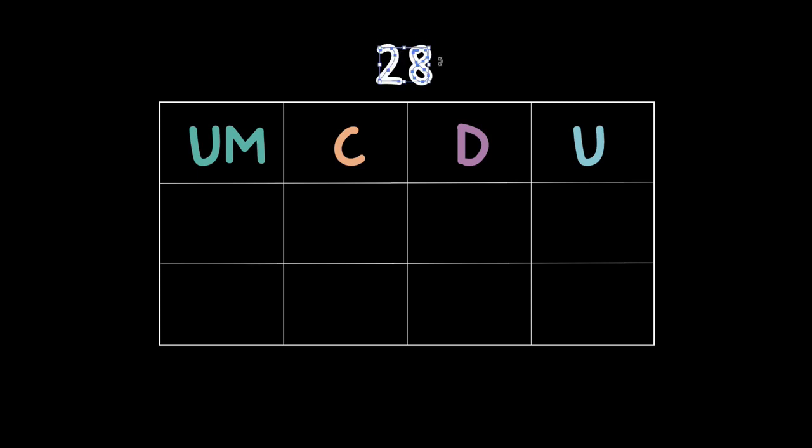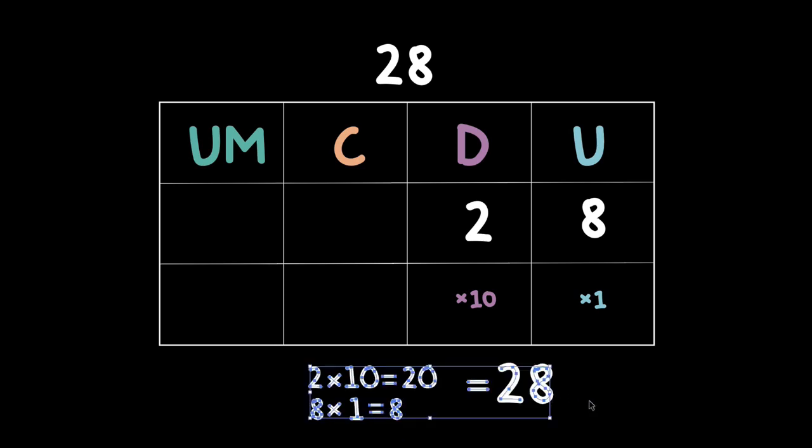One more example, if we had 2 and 8 in the decimal system, we know what quantity it represents because 2 corresponds to the position of tens and is multiplied by 10, and 8 corresponds to the position of units and is multiplied by 1. Then 20 plus 8 gives us 28.